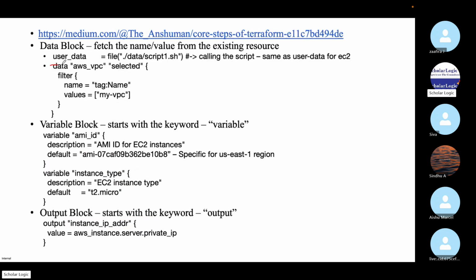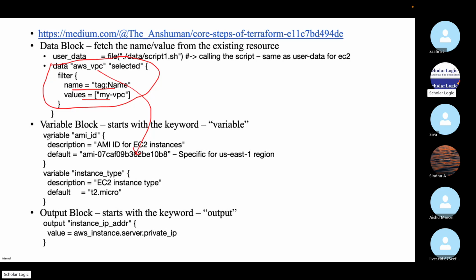So here we have a data block which is selecting the existing VPC based on the tag name and values. So data.aws_vpc.selected will be your VPC ID that you can use anywhere, wherever you need to pass VPC details.